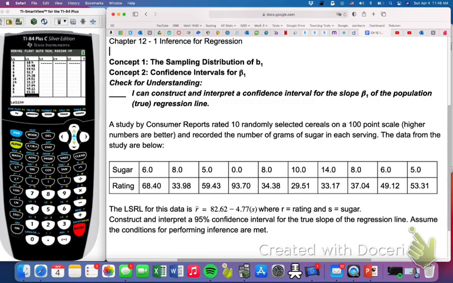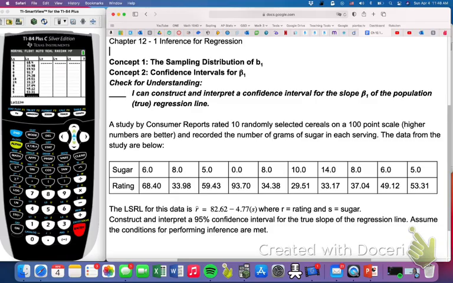The LSRL, the least squares regression line for this data, is given as: the predicted rating, where R is the rating, equals 82.62 minus 4.77 times S, where S is the sugar. Construct and interpret a 95% confidence interval for the true slope of the regression line. Assume the conditions for performing inference are met.